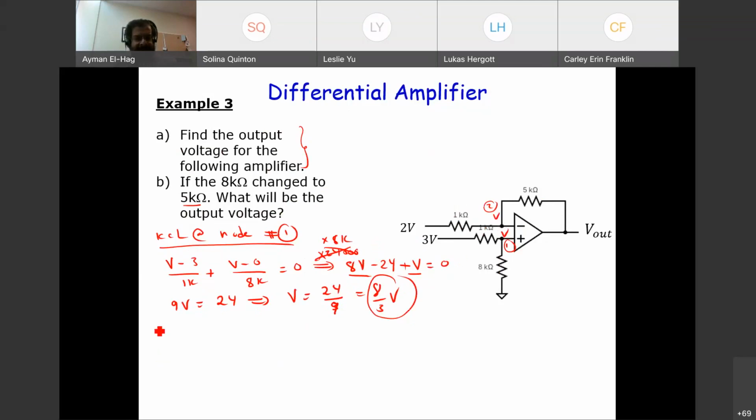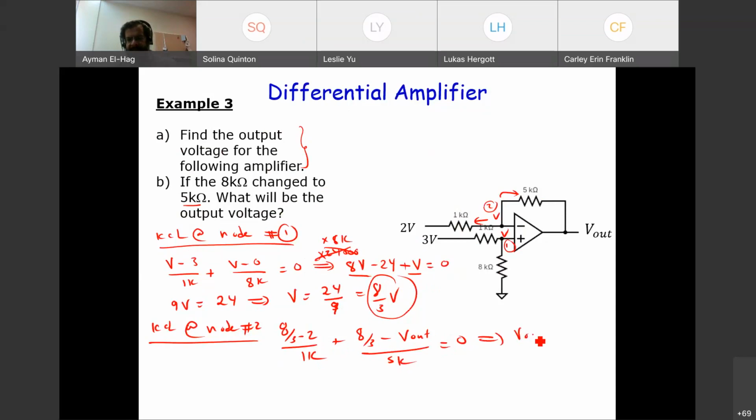So now apply KCL at node number 2. Now we know this voltage, which is 8 over 3. So this becomes 8 over 3 minus 2 over 1K, which is this current. And then here plus 8 over 3 minus V out, which is our unknown, divided by 5K equal to 0. Now, when we solve for this, you will find that your V out is equal to 6 volt.